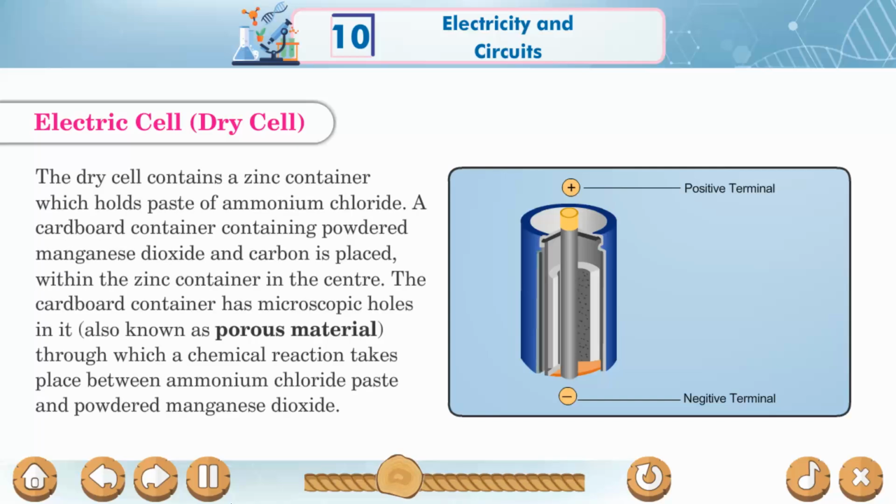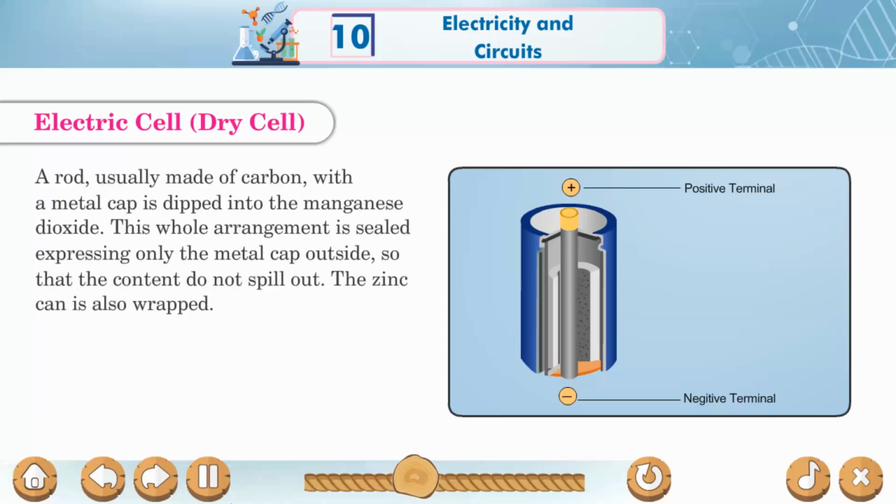The dry cell contains a zinc container which holds paste of ammonium chloride, a cardboard container containing powdered manganese dioxide, and carbon is placed within the zinc container in the center. The cardboard container has microscopic holes in it, also known as porous material, through which a chemical reaction takes place between ammonium chloride paste and powdered manganese dioxide.